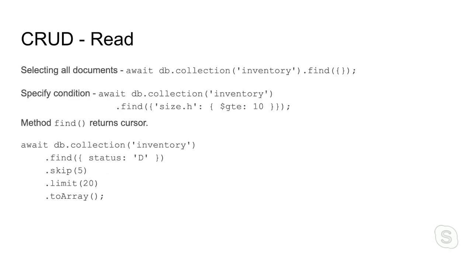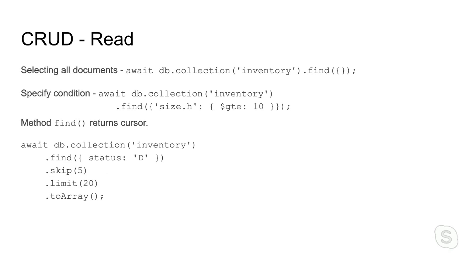So again, you've got some database instance, and you say collection, the name of the collection, and you've got that find, into which you just put a JSON, which is the query of the data. In this case, an empty object matches every document, so it will return you all the documents in the collection.